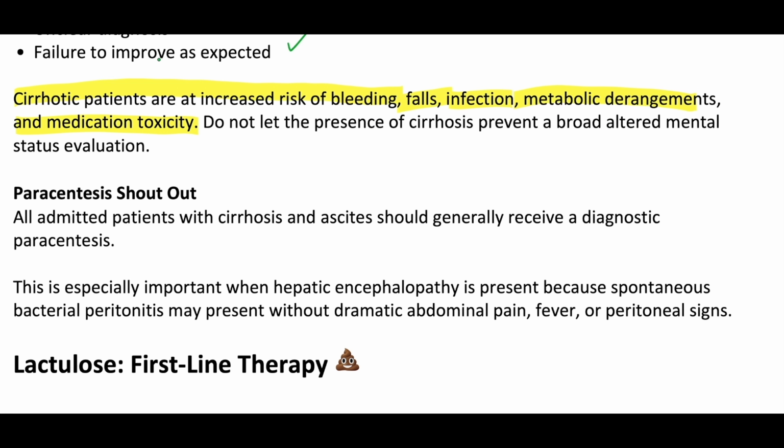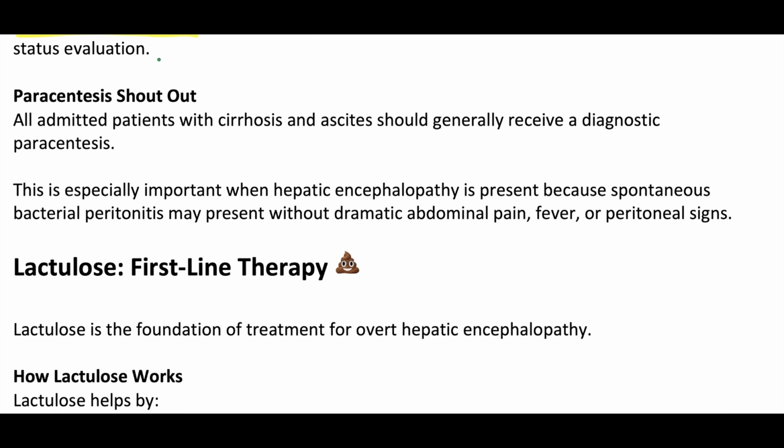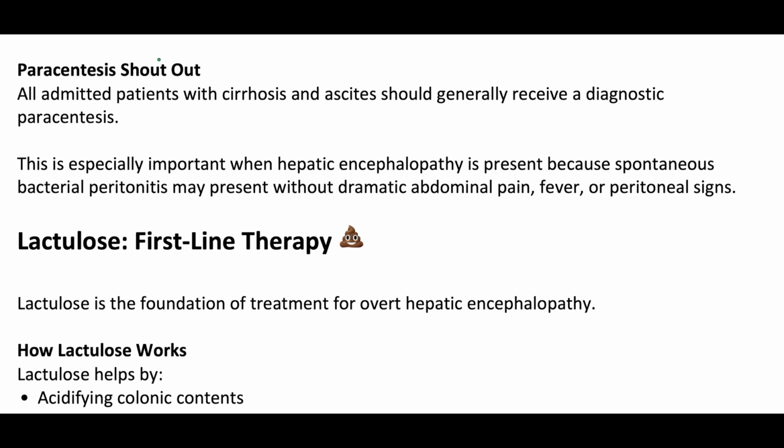All right, quick paracentesis shout out. This is probably misplaced because we're not talking about spontaneous bacterial peritonitis right now, but of note, all patients admitted with cirrhosis and ascites should generally receive a diagnostic paracentesis. SBP, spontaneous bacterial peritonitis, is a huge cause of hepatic encephalopathy. So this can be a nidus for hepatic encephalopathy, even without the classical findings of SBP: abdominal pain, fever, peritoneal signs. And that's why the recommendation is that these patients admitted with ascites get a paracentesis, even if it doesn't seem like they have SBP.